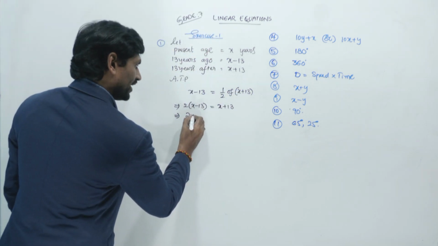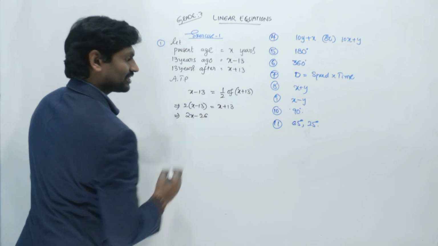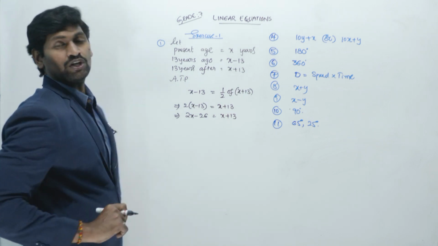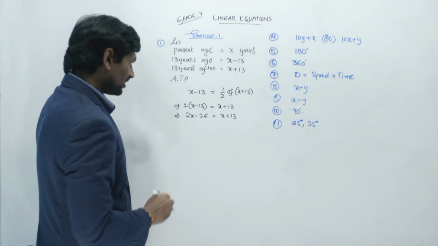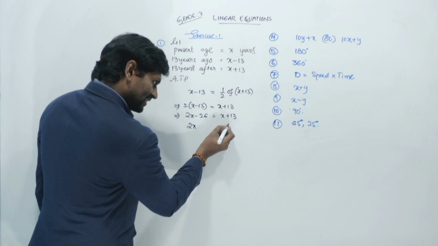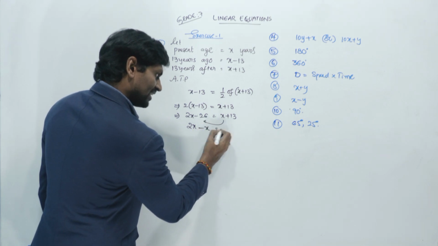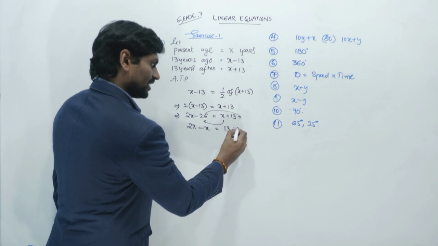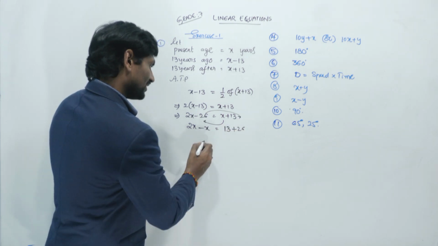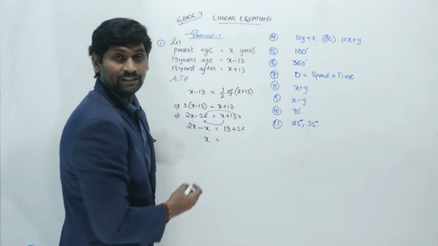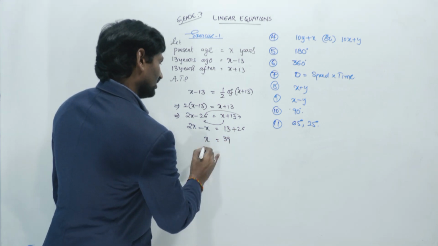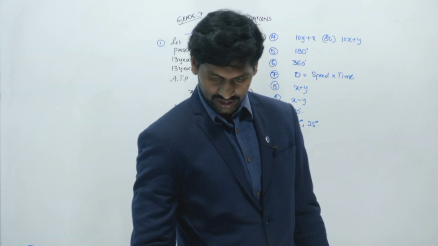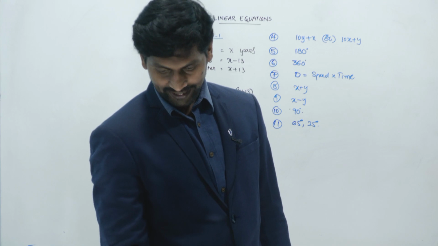2 into X is 2X, minus 2 into 13, which is 26. This equals X plus 13. So try to bring all the variables to one side and numbers to the other side. So 2X plus, X transposes to this side and becomes minus X. Here plus 13 minus 26, transposed becomes plus 26. So 2X minus X is X. 13 plus 26 is 39. So her present age is 39. Let us go to the next problem.